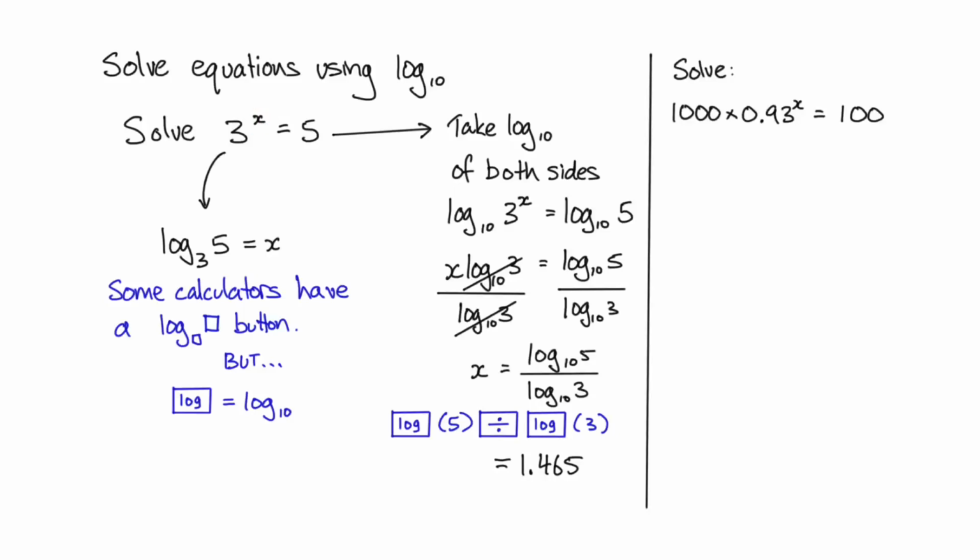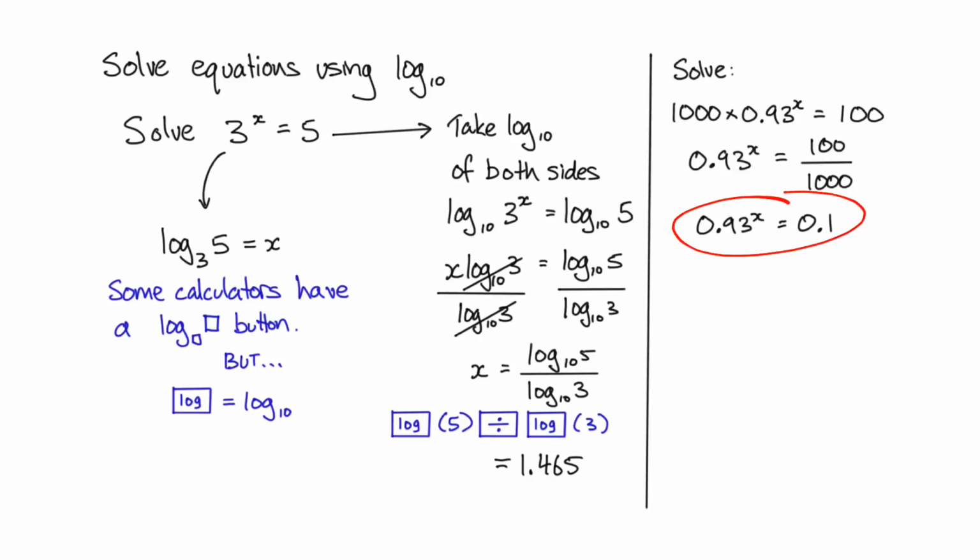This one we have to do a little bit of a tidy up first, because I've got some things I can tidy up here. I've got this times 1,000. So I'm going to get rid of it by dividing both sides by 1,000, which means my right-hand side now becomes 0.1. This is great, because this is in a format very similar to what I had over here. I can take log 10 of both sides and follow the same process.